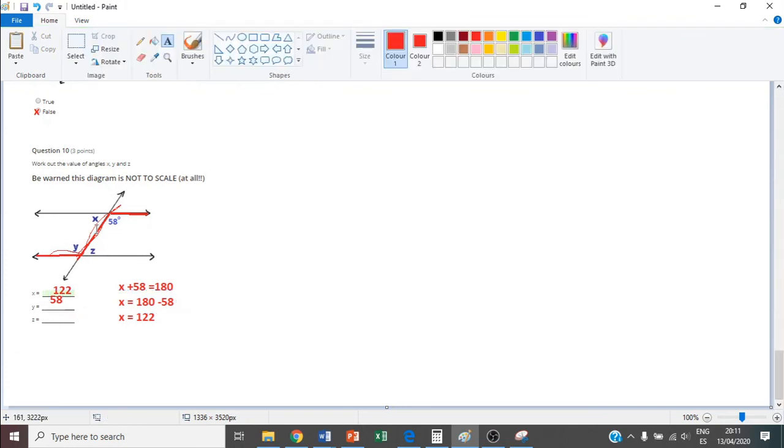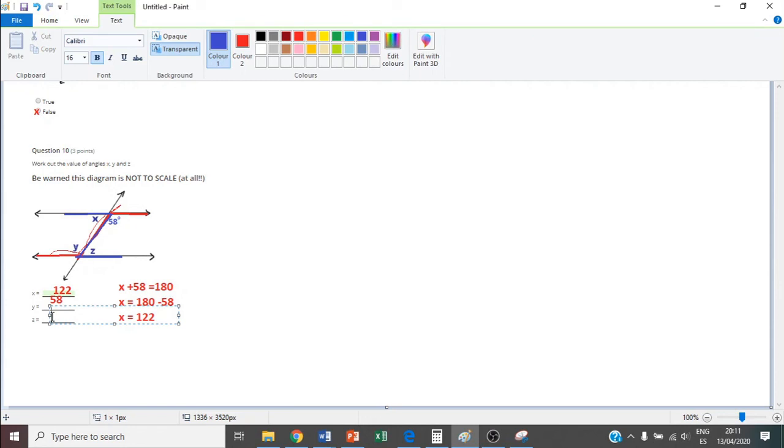And finally, z. z makes a pattern with the x. Let me draw that on in a different color. So z and x. I'll draw the x between those two blue lines and the z between these two blue lines. You can clearly see what pattern that makes, right? That's a Z pattern. Those are alternate angles, and x is equal to z. z is equal to x. I already worked out what x is, so z is 122.